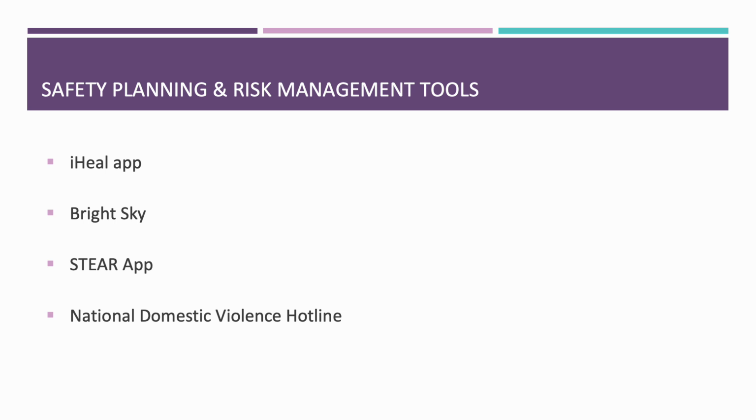National Domestic Violence Hotline provides an option for survivors to create their own personalized safety plan based on responses to a brief questionnaire. A link to the safety plan is emailed to the survivor. This is a US-based organization, so the resources provided are only in the US. You can find links to these safety planning and risk management tools in the video description.